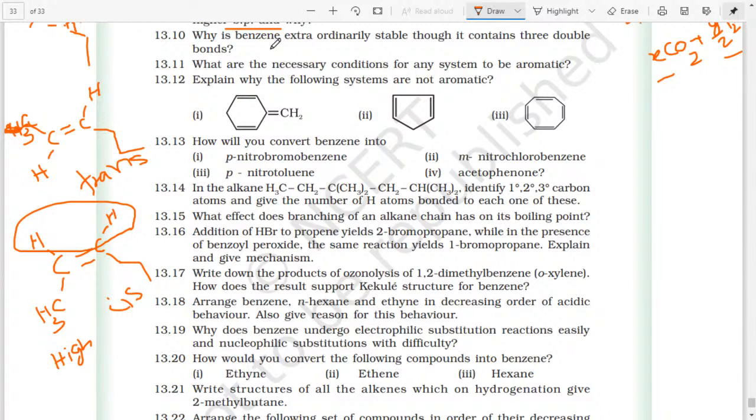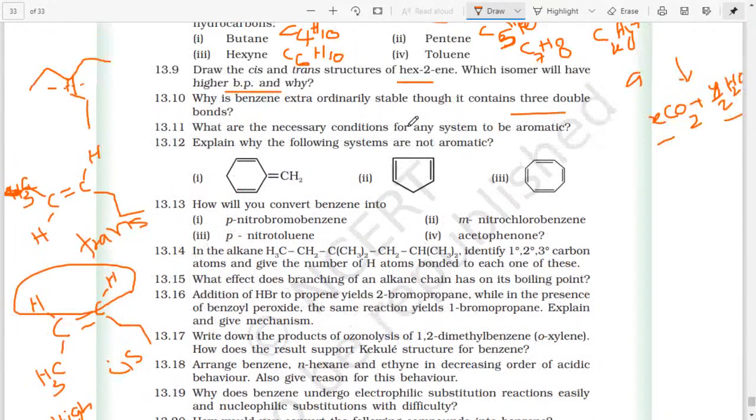Next, why is benzene extraordinarily stable though it contains 3 double bonds? It is because of resonance stabilization, so aromatic nature. What are the necessary conditions for any system to be aromatic? What are the 3 principles? The first principle is planar, that means sp2 hybridized, planar, and the second one is continuous resonance, double bond resonance must be there, and then the third one is Huckel's rule, that is consisting of 4n plus 2 electrons.